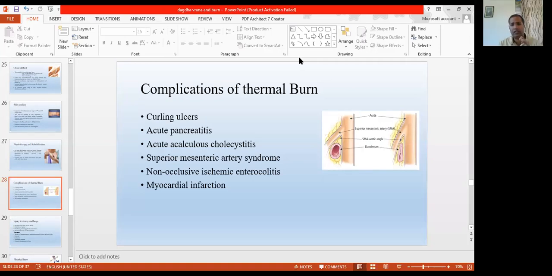It causes compression of the duodenum, so it causes partial or complete obstruction of the duodenum, that may cause vomiting, and paralytic ileus, and some other gastric complications happen.